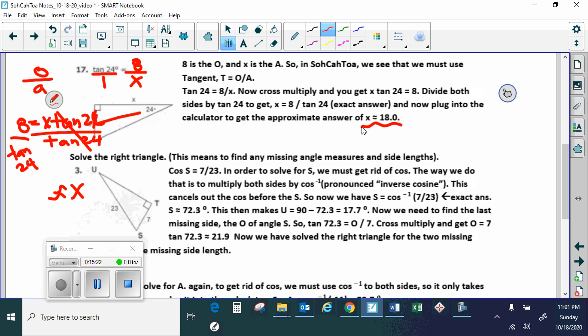The exact answer is 8 over tan 24. Okay, approximate answer. Notice I'm putting an approximate sign. I'm not saying equals because it does not equal 18.0. It equals approximately 18.0.